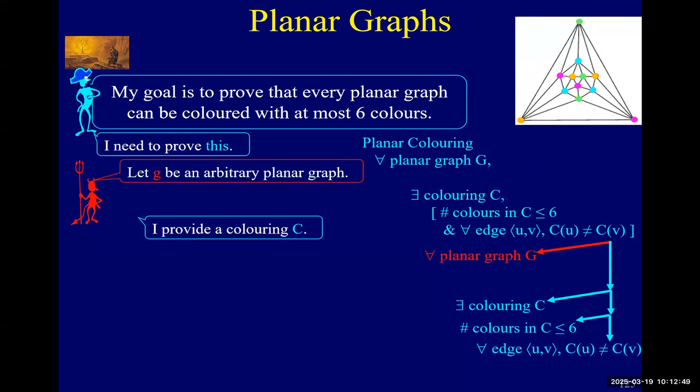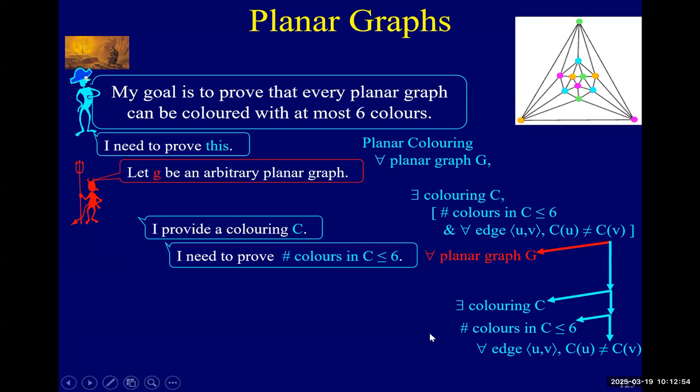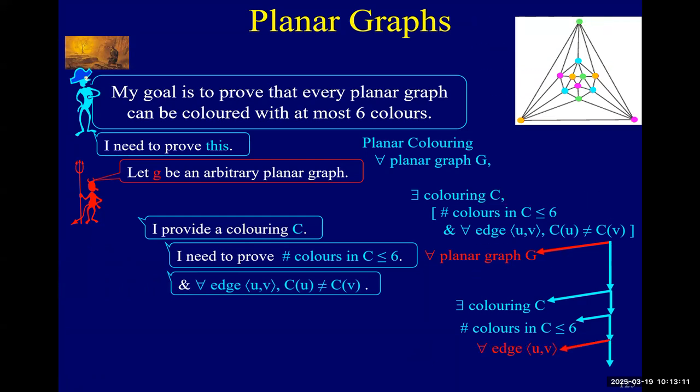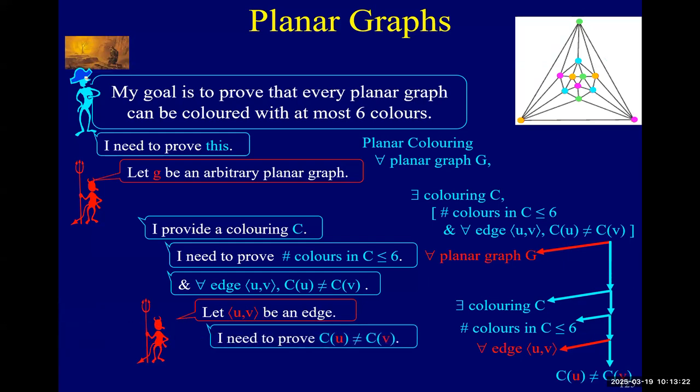And then once I construct the coloring, I have to prove 2 things. There's an "and" here. I have to prove that my coloring assigns every node a color, and the number of colors assigned is at most 6. And then I have to prove the "for all". So how do I prove a for all? An adversary gives me an arbitrary edge, and I prove that the colors on that edge are different. Everybody buy this?